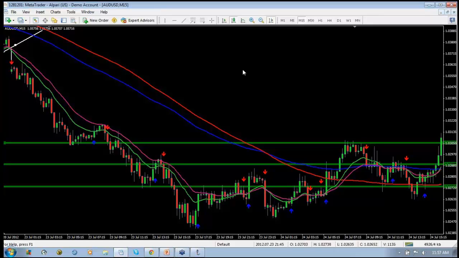Okay, now let's move on. We get another pullback right here. It bounces off the 21 period moving average. We get the 5-6 crossover right here. So here's another entry. Our stop loss would have gone right up here. That would have been a 16 pip stop. So we are looking for 16 pips in profit to move to break even, and that would have happened somewhere around here.